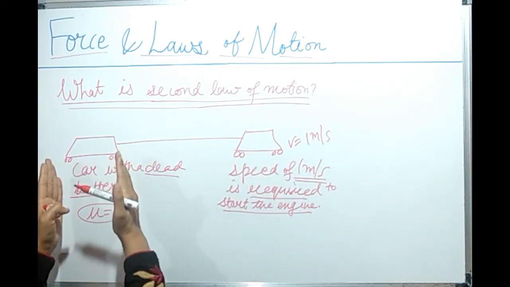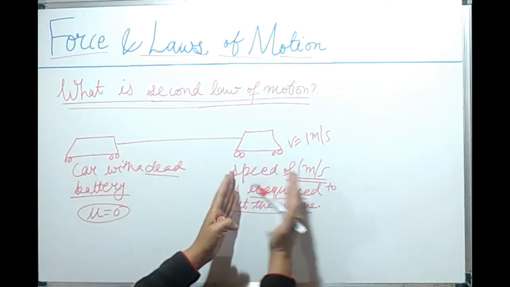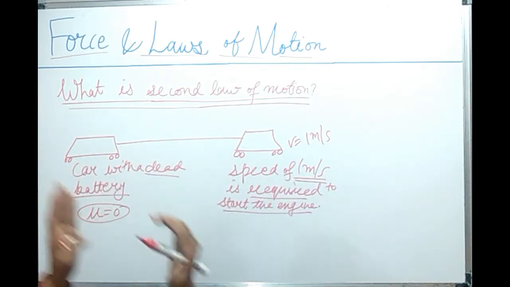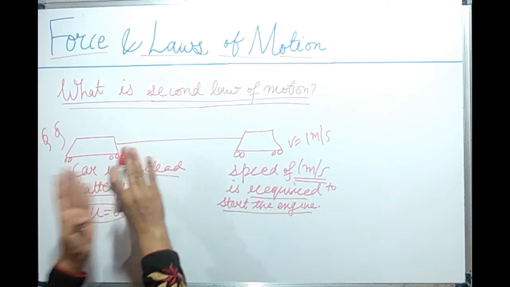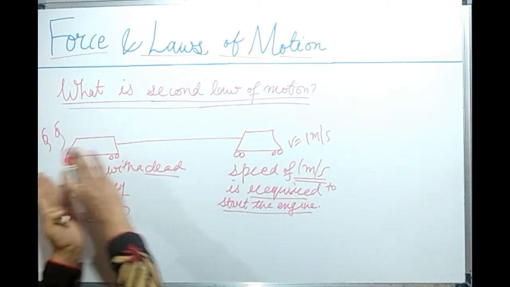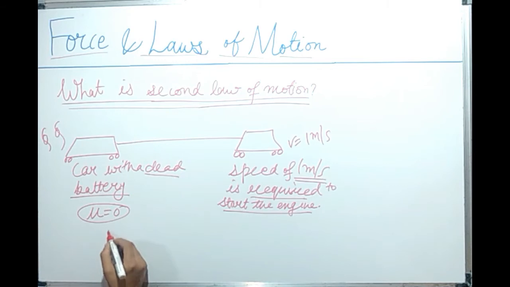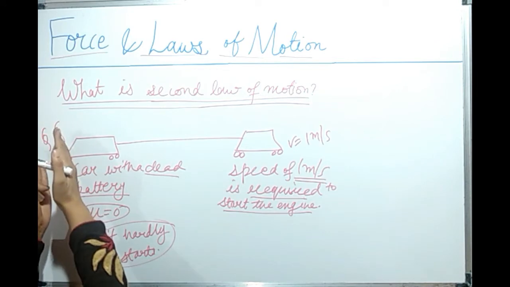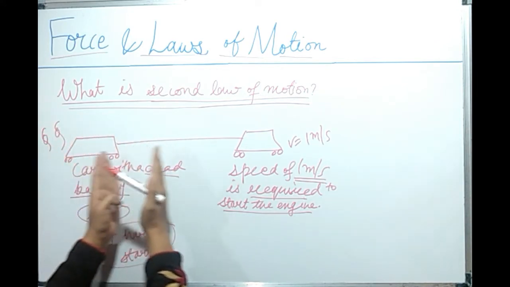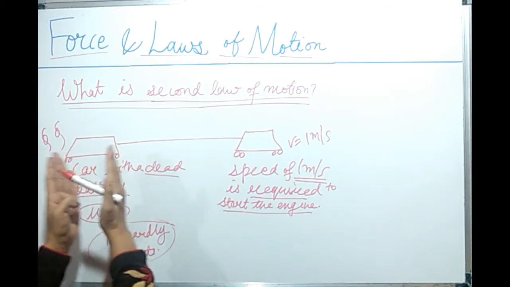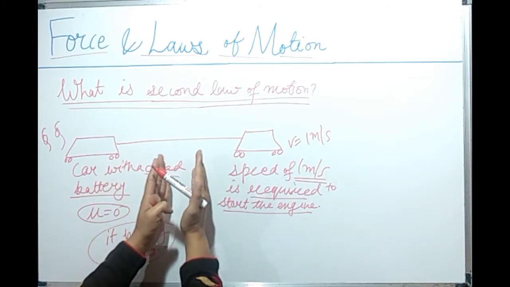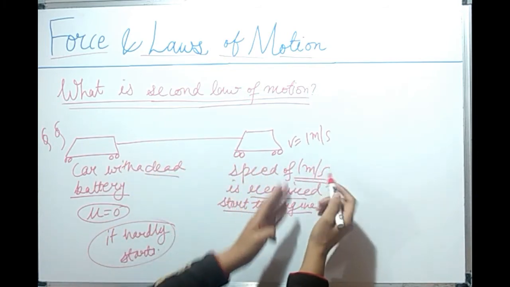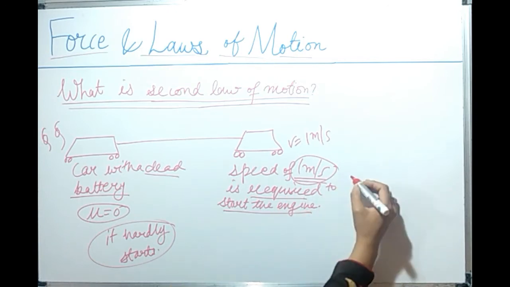Now how can we bring it to the speed of 1 meter per second and start the engine? Let's say one or two persons come and suddenly push the car. That means they are applying force. So it hardly starts initially. But when these two persons continuously apply this force for some time, pushing the car continuously, then after some time the car may attain the speed of 1 meter per second and the engine starts.